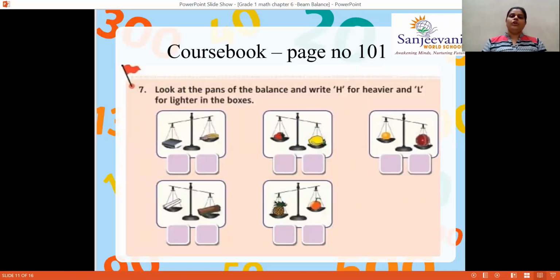Now, I want you all to be ready with your math course book, page number 101, 101, and we'll be solving this checkpoint. Okay?